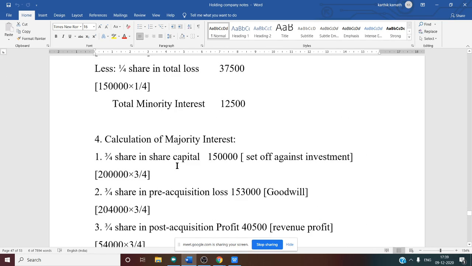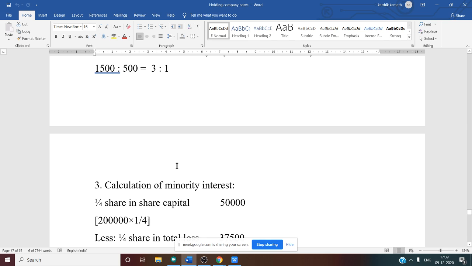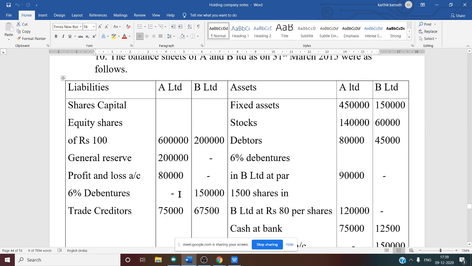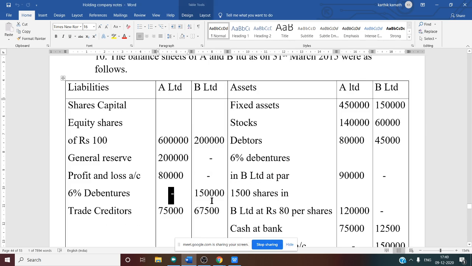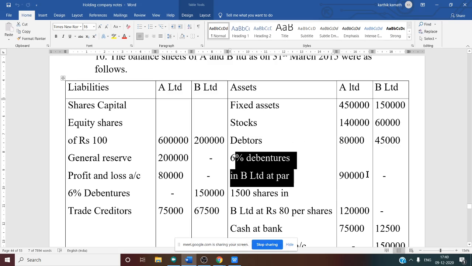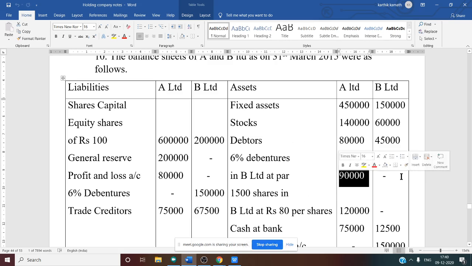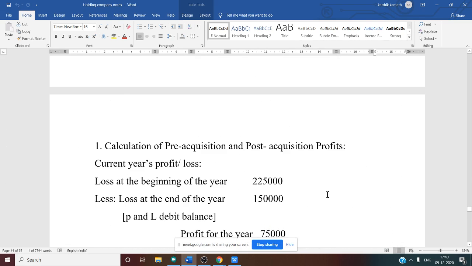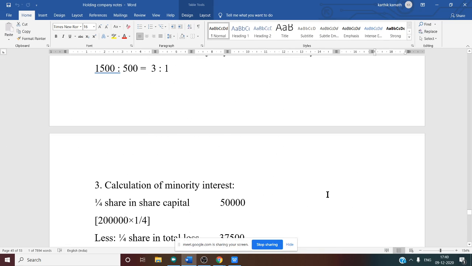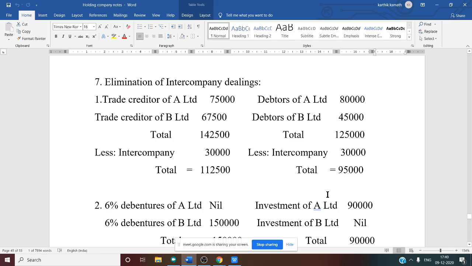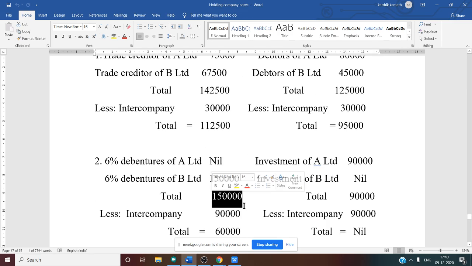So we'll see the question once again. We'll understand now. See this. Debenture of A Limited is not given, nil. But debenture of B Limited is 1,50,000. So the total debenture is 1,50,000. If you see the asset side, debenture is nothing but investment. Investment by A 90,000, investment by B is nil. So the total investment in the form of debenture is 90,000. So now we got both totals, 1,50,000 and 90,000.